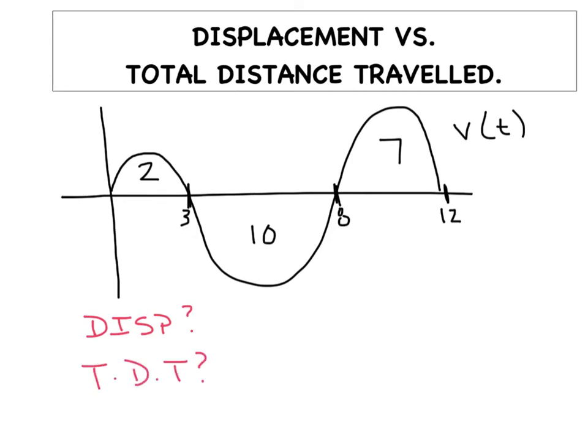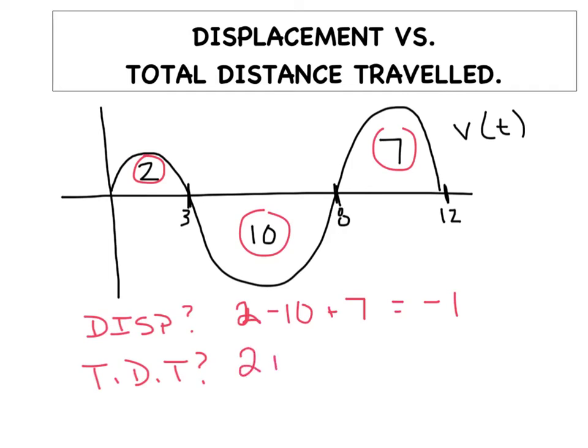So I'm going to say the displacement was really 2 minus 10 plus 7. We're taking into account whether we were going left or right, and I ended up with a total displacement of -1. You might think, well, I went a grand total of 9 units to the right, 10 units to the left, so my displacement was -1. However, total distance traveled is truly going to be 2 plus 10 plus 7 for a grand total of 19 units traveled. So there's a big difference between the two.